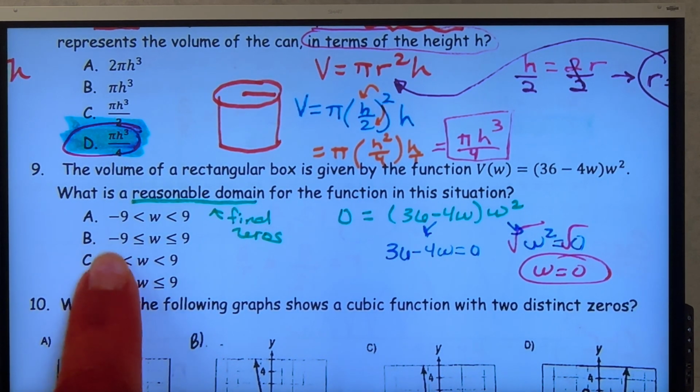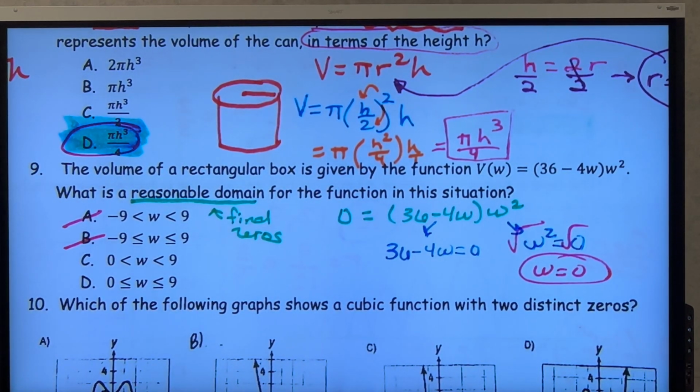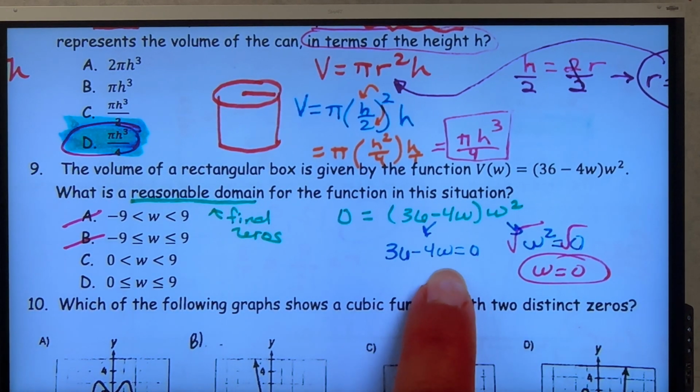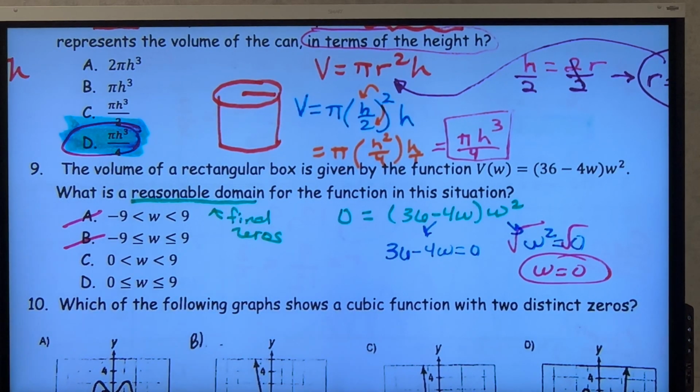Is a width going to be negative? No. Width is never negative. They're only positive numbers. So it can't be A, it can't be B. It's got to be C or D. And so we know that when we solve for w over here, it must be what number? It must be 9. So let's go ahead and do it.